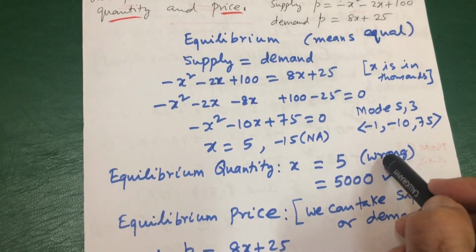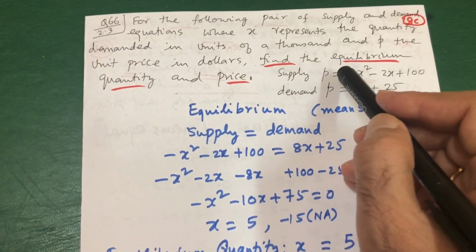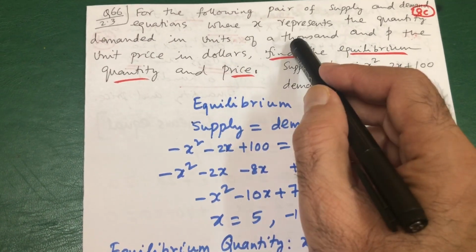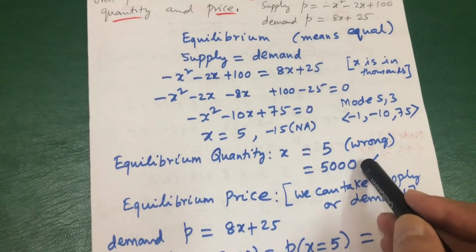If you say 5, it is wrong. You have to say 5,000 because the answer is in units of thousand. The answer is in units of thousand, so 5,000.